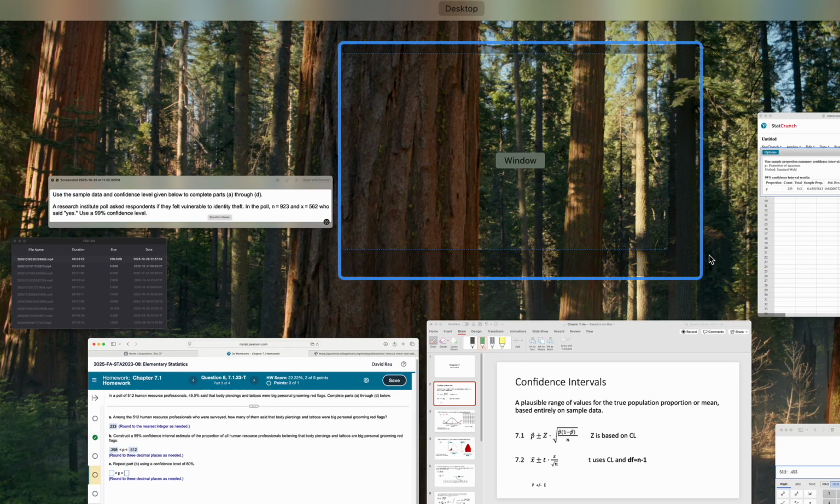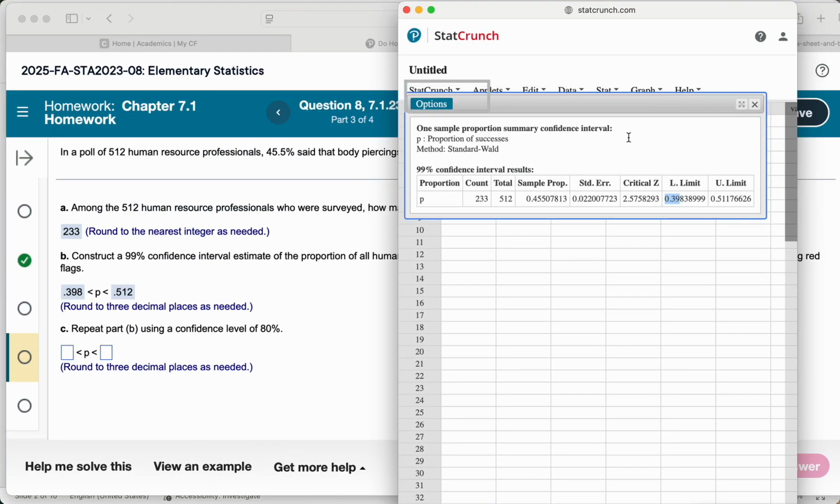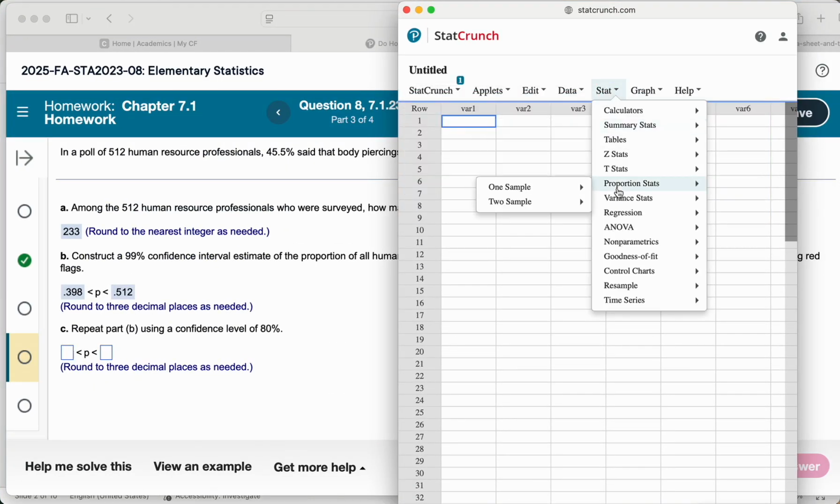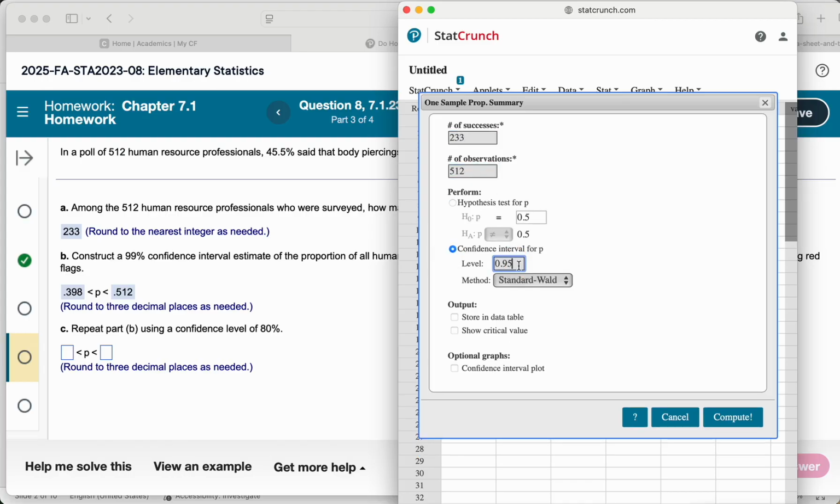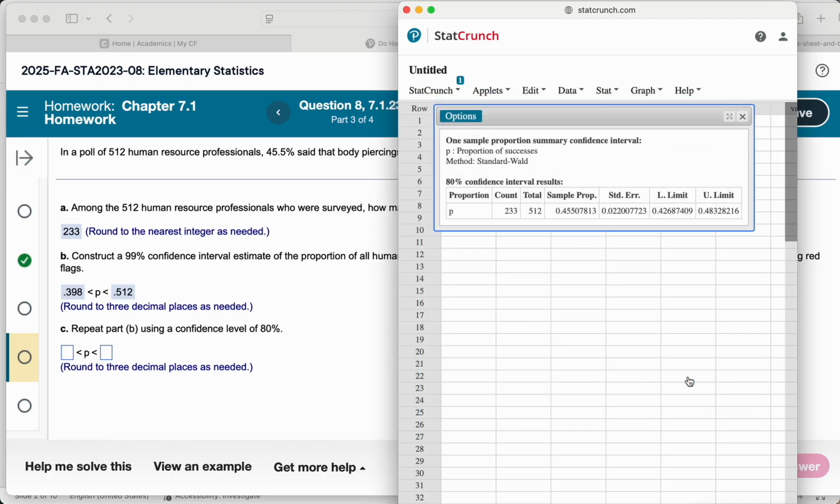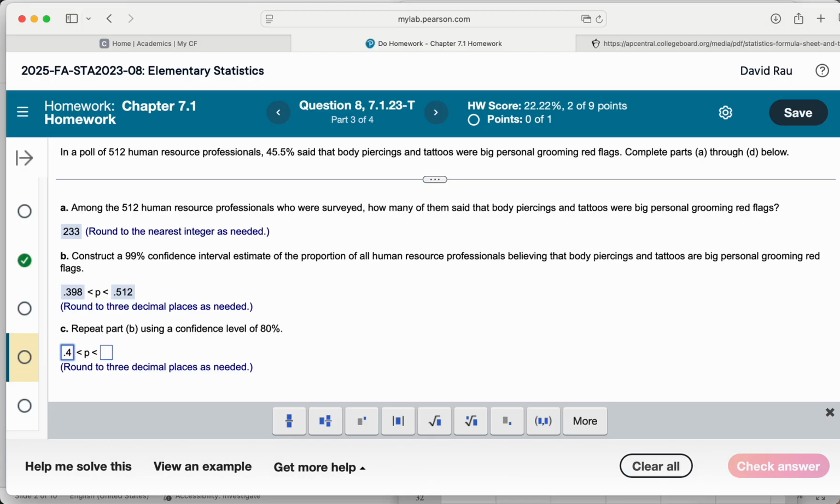All right, this time we get a fun question. Repeat the problem, but just do 80% confidence instead. I like that because it really shows what that confidence level does. So we still have 233. We still have 512 total. And now we only need to be 80% confident. So what does that do? Now we get between 0.427 and 0.483.